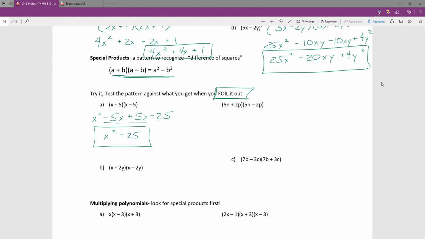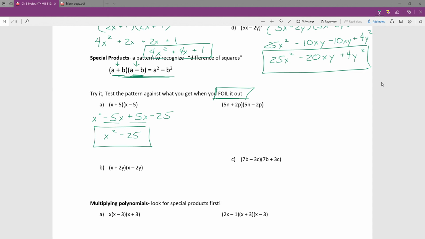So you have two binomials that are exactly the same, except one has a positive and one has a negative. This is different than what we did up above. Up above, it was exactly the same binomial because it was squared. In this one, they look really similar, but the sign in between them is opposite. And like I said, you can recognize this pattern or FOIL it out.